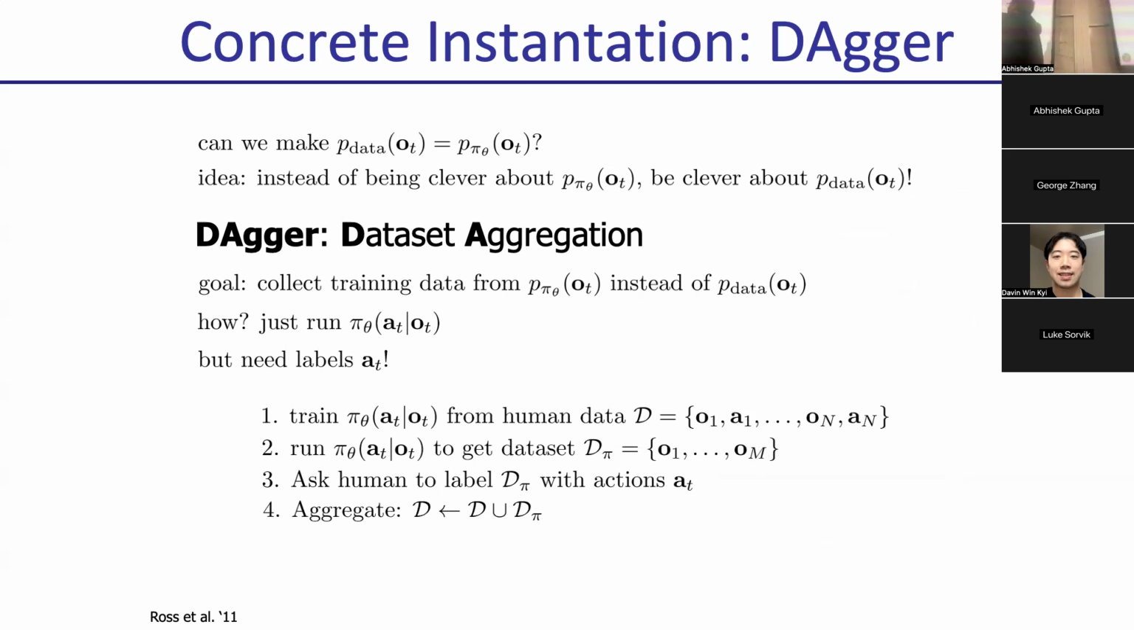Okay, so this algorithm is super simple. That's why it's very popular. But it's essentially: run BC, run your policy, relabel with a human expert, aggregate, repeat. Any questions? Makes sense? Yeah.